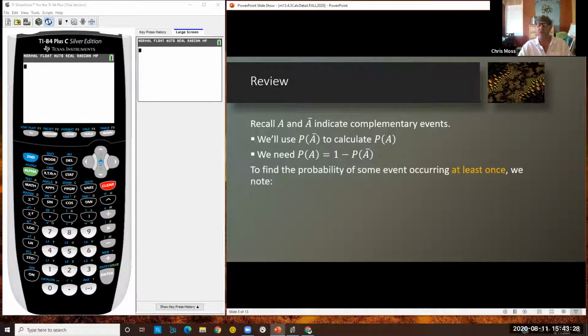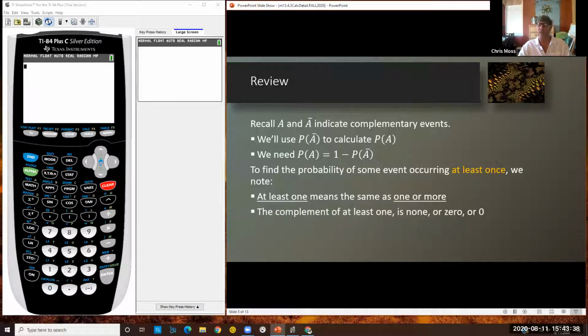Now, we're going to use this to find the probability of some event occurring at least once. And we note that at least once means the same as one or more, and the complement of at least one is none, or zero, nothing. You ever said, at least once I would like to, because you haven't done it yet?